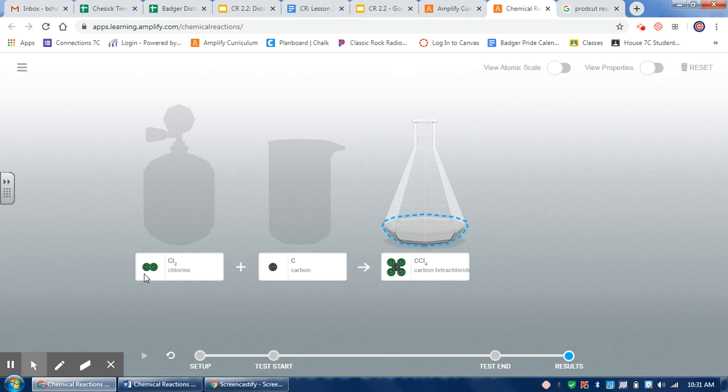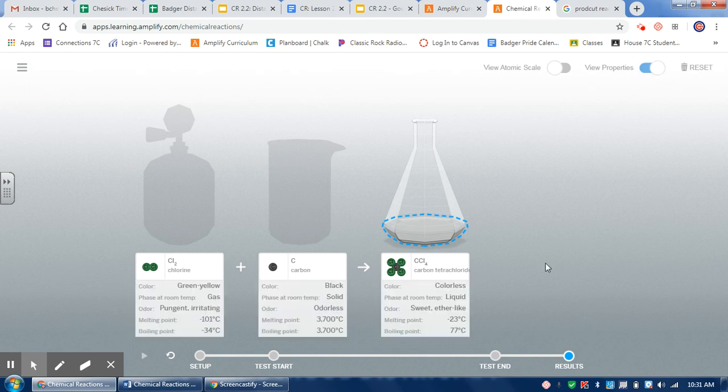So if we review what happened, we started with chlorine and we started with carbon as our reactants, and we ended up with carbon tetrachloride. To me, that's evidence that a chemical reaction occurred, because if I take it a step further and look at the properties, I started with a green yellow colored gas and a black solid, and I ended up with a colorless liquid, which alone has many different properties than what I started with. And we know if we have a new substance, it's got to have new properties, and when you look at some of the other properties, they're much different also.